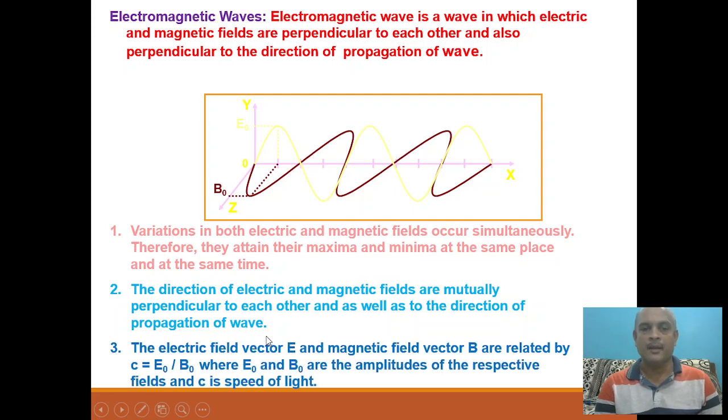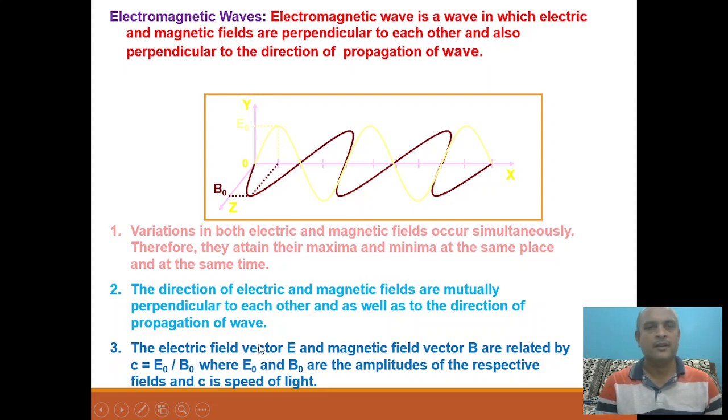The electric and magnetic components, there are two components. One may be stronger, one may be weaker. By getting the relation between them, E is c times B. Therefore, we get the speed of light c equal to E upon B. It means which component is stronger? The electric component is 3 into 10 to the power 8 times stronger than the magnetic component. Definitely, we will get a more dangerous effect from the electric component, not from the magnetic component.